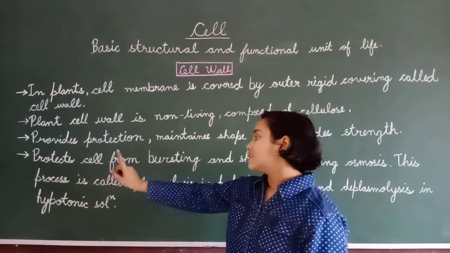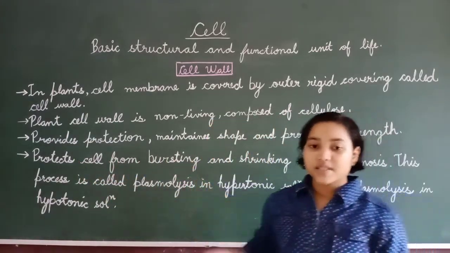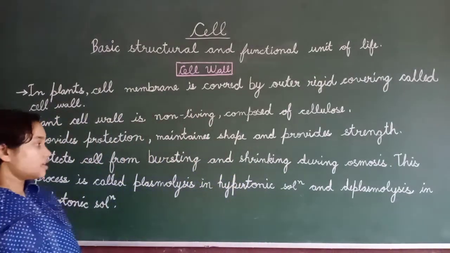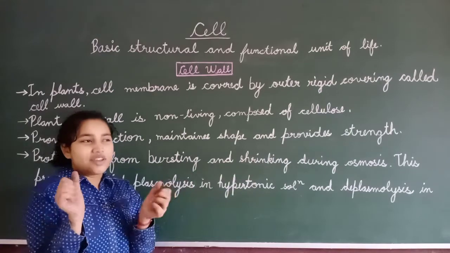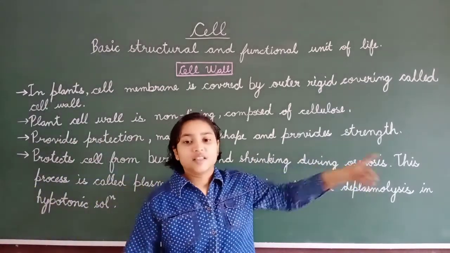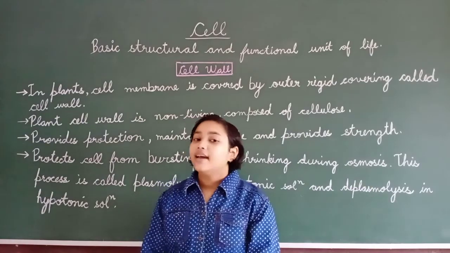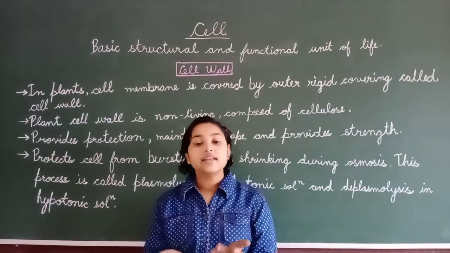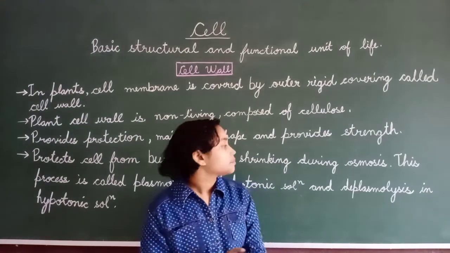It protects the cell from bursting. Bursting means just popping up. It protects from bursting and shrinking. Shrinking means just coming closer. During the process of osmosis, it helps to maintain its shape. It cannot burst and cannot shrink.